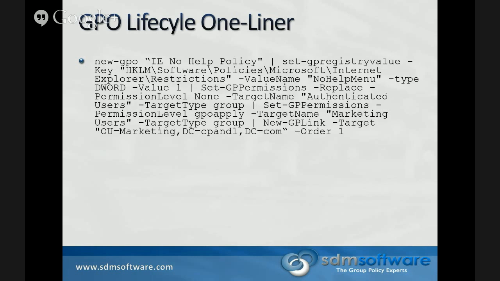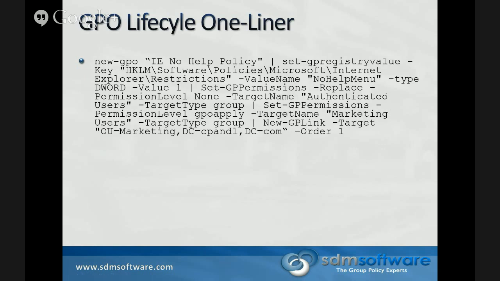First, setting the permissions, so I'm setting GP permissions. I'm removing authenticated users because I only want this to target the marketing users group down here. So I'm removing authenticated users first with set GP permissions, and then I'm adding marketing users with the GPO apply permission, and then I'm linking the GPO to the marketing OU.